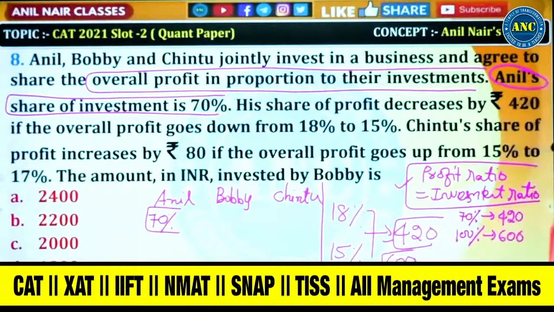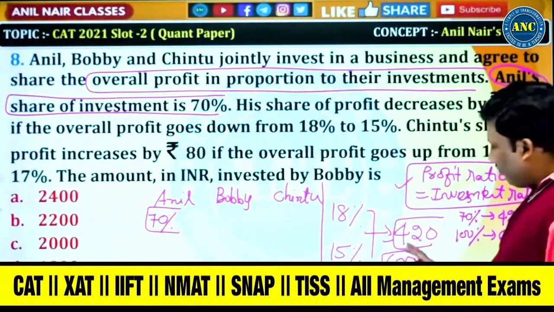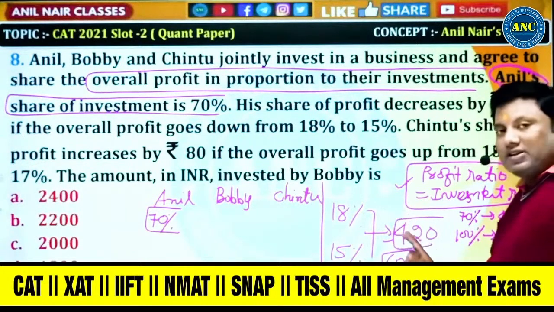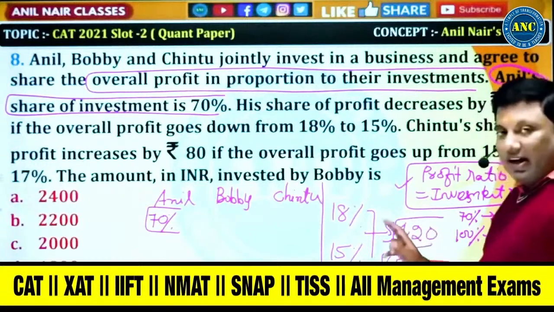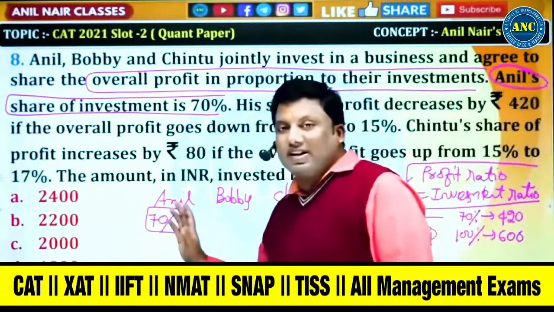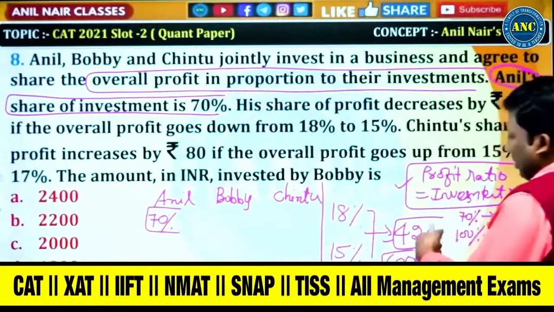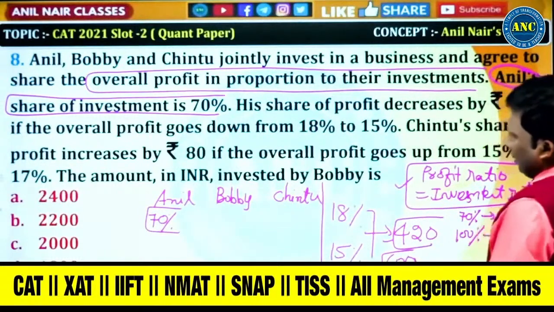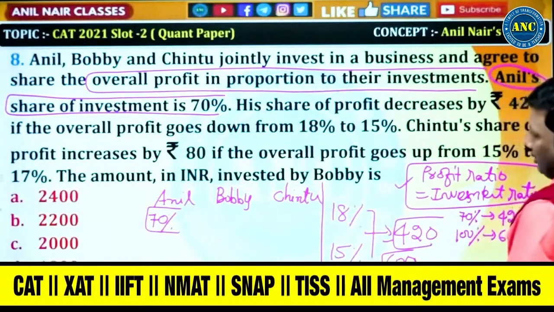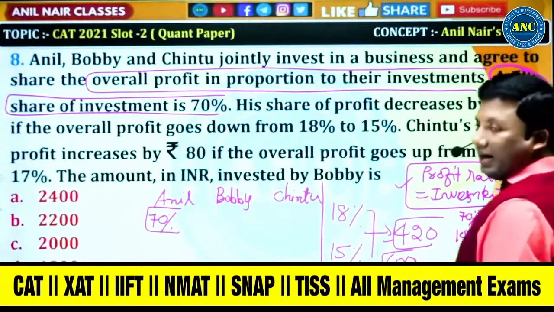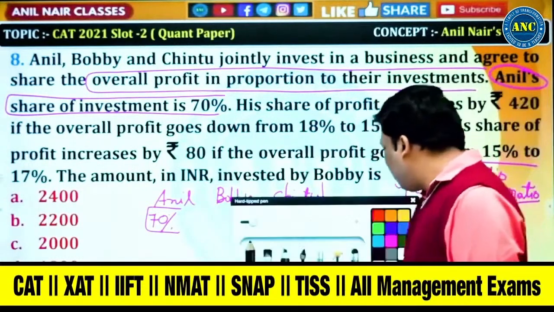600. I hope the idea is clear. So his profit goes down by 420. He invested only 70% of the money, so he should get 70% of the profit. I hope the idea is clear. So what is the next point?